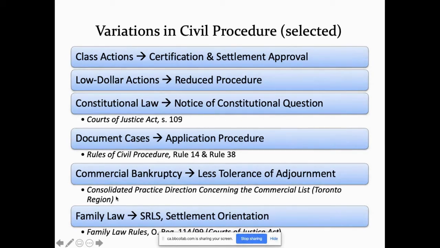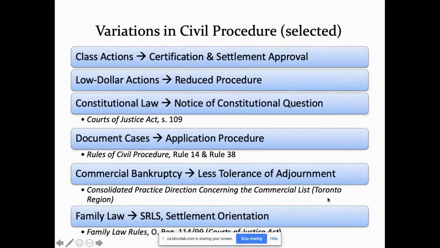Commercial bankruptcy. Here, cases where some big corporation like Eaton's, which was the most recent dramatic example, is going bankrupt. There is a consolidated practice direction concerning the commercial list.